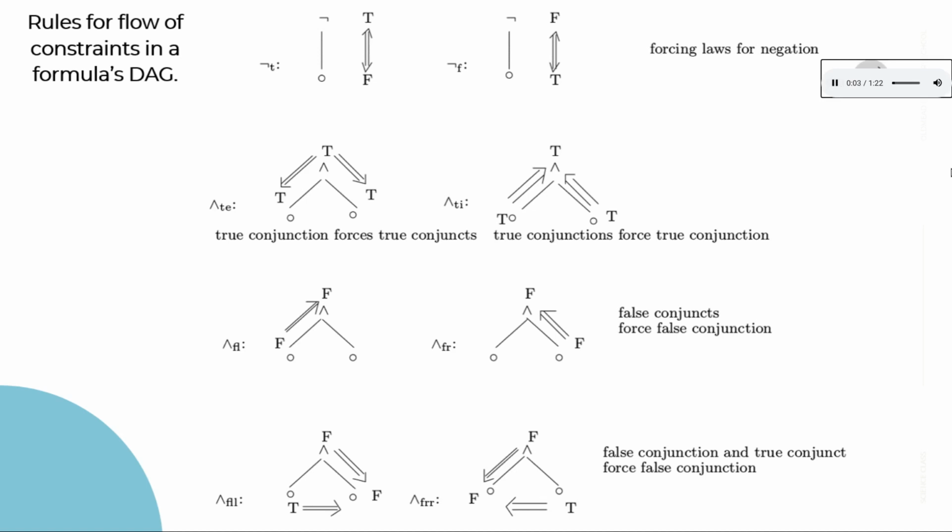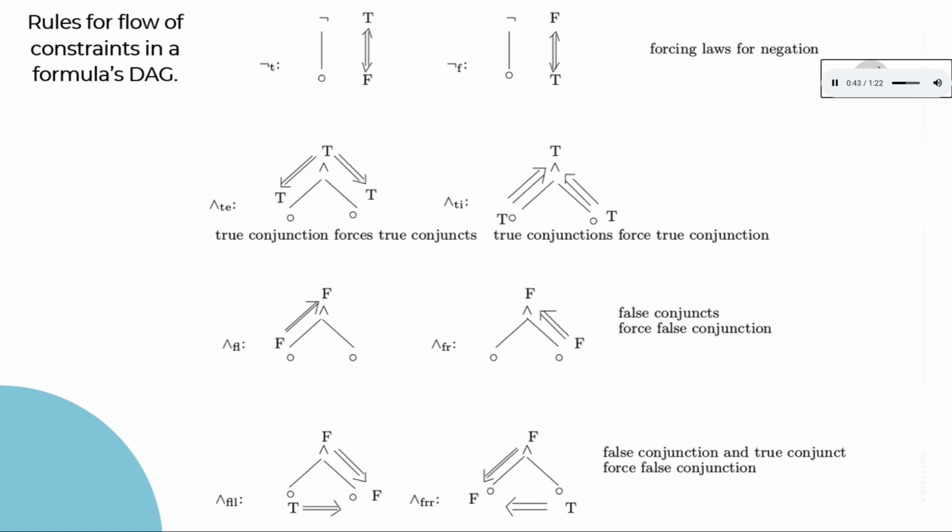Before we move on to study the parse tree of the example presented in the previous slide, let's first try to understand how the constraints or the marking of subformulas propagate within the parse tree. The forcing law of negation implies that the constraints or the markings switch their value from false to true and from true to false when they pass through a negation node. This can be seen in the top part of the slide.